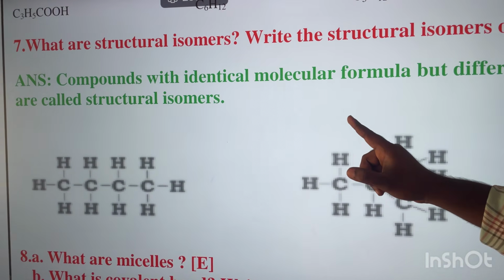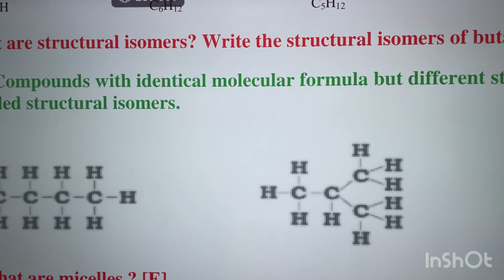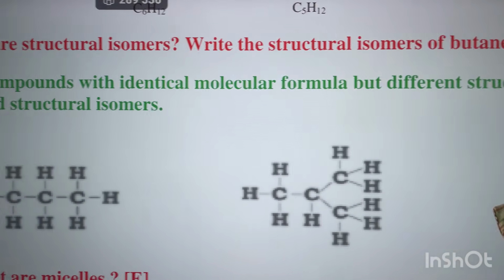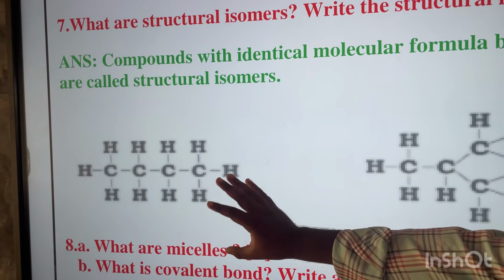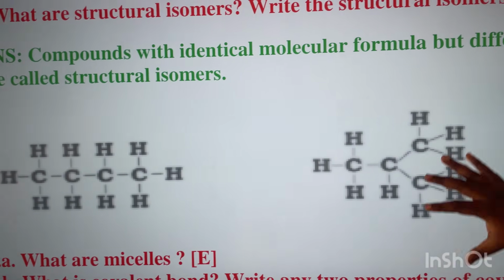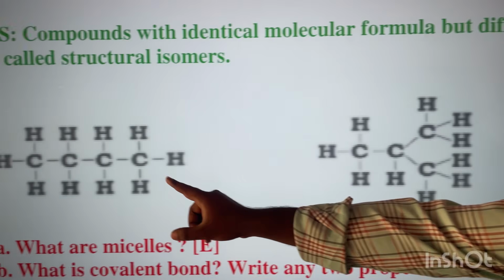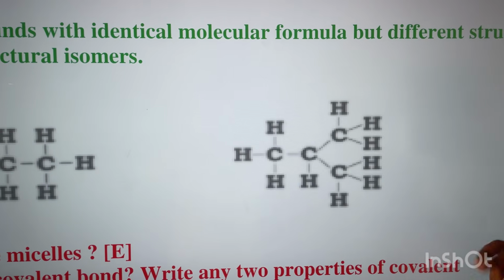Answer: compounds with identical molecular formula but different structures are called structural isomers. Here observe, same molecular formula but different structures. This is n-butane, this is isobutane.